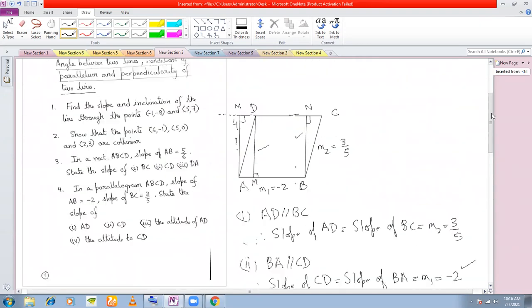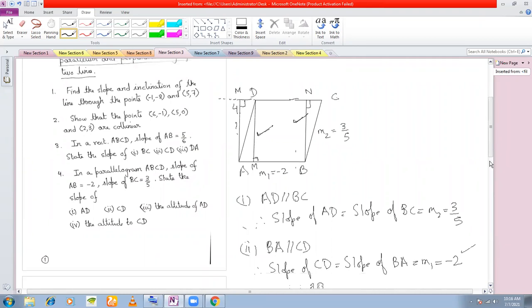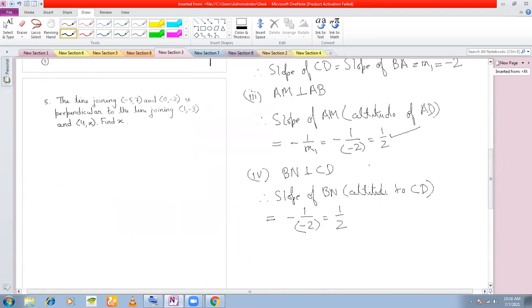That's it. Or you can also say that these two are parallel, so therefore their slopes will be equal. Because see, you have found out the slope to be half. AM is parallel to BN, and therefore their slopes must be equal. You can reason out this way also. No problem. Okay, so I hope this is clear.